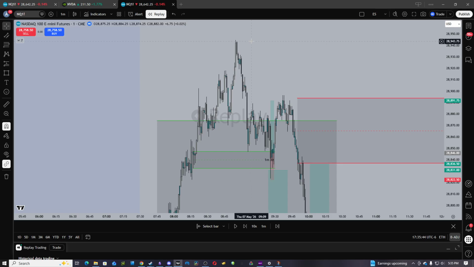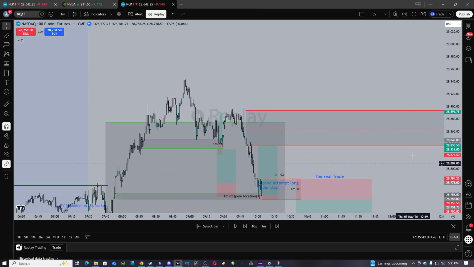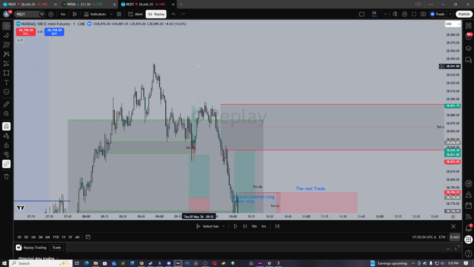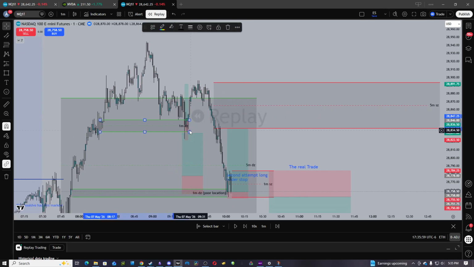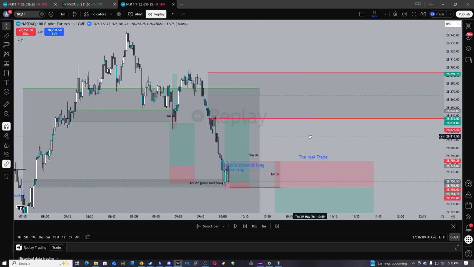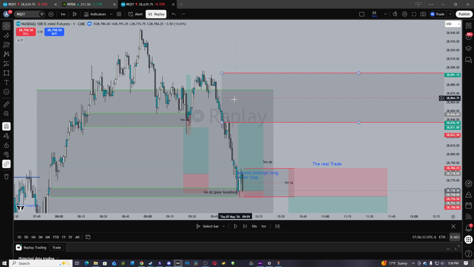But the fact that it didn't break this high was my first sign that bulls are losing steam. They are not going to push us all the way to all-time highs again. Now it's time to look for shorts, right? After this 1 minute zone got filled, there's no supply zones that printed by my rules, except I guess technically this right here counts as a 1 minute zone.